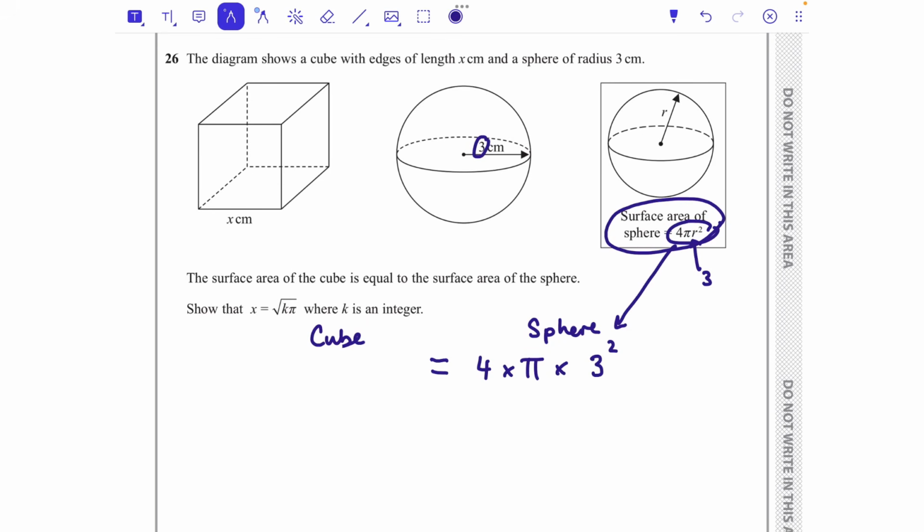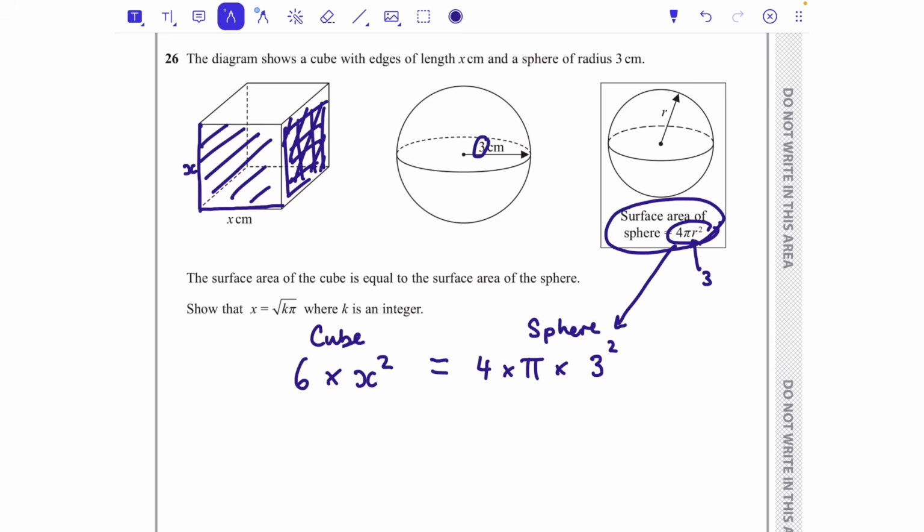Now, the surface area of a cube is the area of every face times by 6, okay? So we've got to add all the areas of all the faces together, and there are 6 faces and they're all the same. So what is the area of one face? Well, we know that if it's a cube, if this side is x, then also this side is x, because it's a cube, so they're the same in every direction. So the area of that face is x squared, it's x times x. And then we've got 6 of them. So we're going to times that by 6.